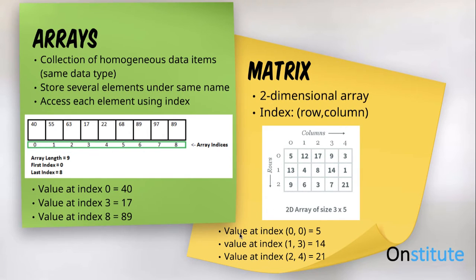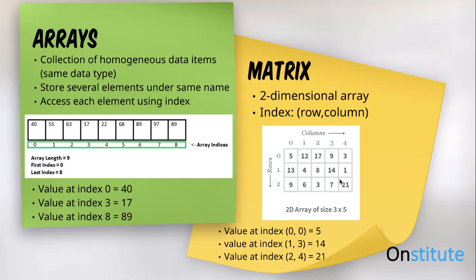So the value at index 0, 0, meaning the 0th row and 0th column, is 5. The value at index 1, 3, meaning the 1st row and the 3rd column, which is this, is 14. Similarly, the value at index 2, 4, which is the last element, that is the value at the 2nd row and then the 4th column, is 21.